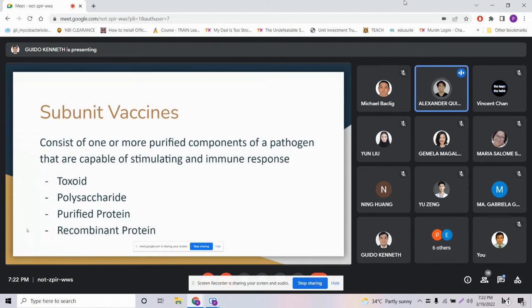We now head to subunit vaccines, which consist of one or more purified components of a pathogen that are capable of stimulating immune responses. So there are four that I will discuss: toxoid, polysaccharide, purified protein, and recombinant protein. So next slide, please.